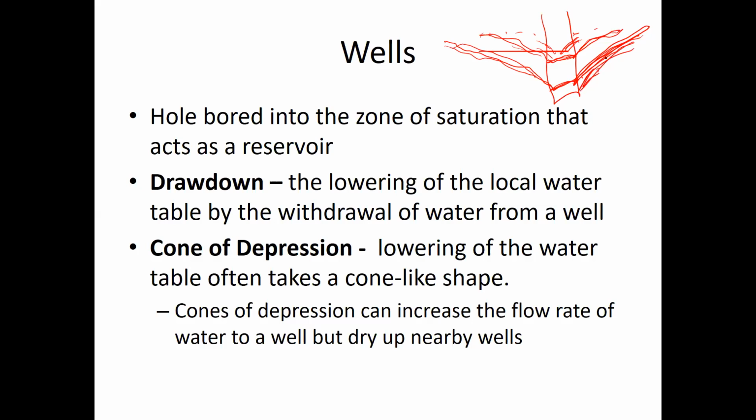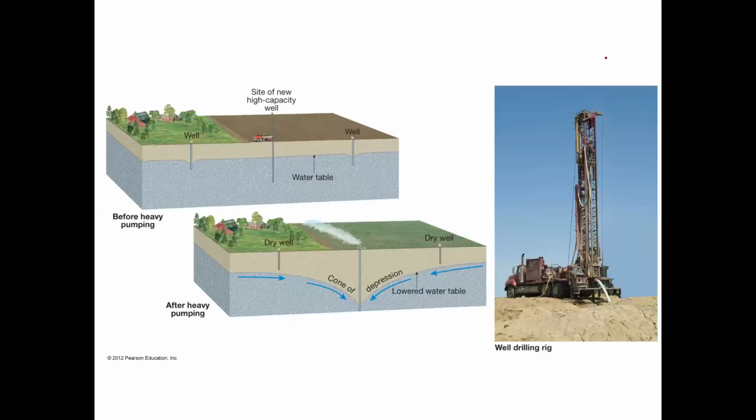But what happens is, if this cone of depression is large enough, it can cause nearby wells to actually run dry. For example, here are 2 domestic wells. You can see the drawdown that's produced from extraction of water, right? But this new large high capacity well is drilled, and they're extracting water at a much greater rate in order for irrigation. And it creates this large cone of depression, this large drawdown, so large that the water table is now below these wells. So these 2 smaller wells are now dry. So they're no longer productive.